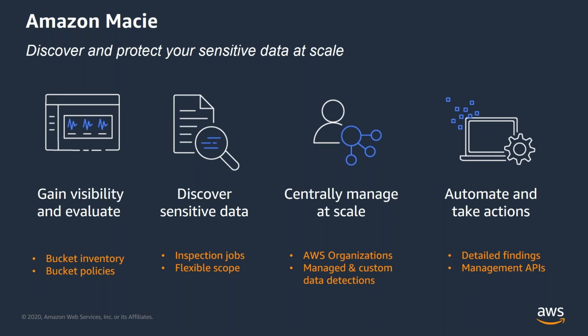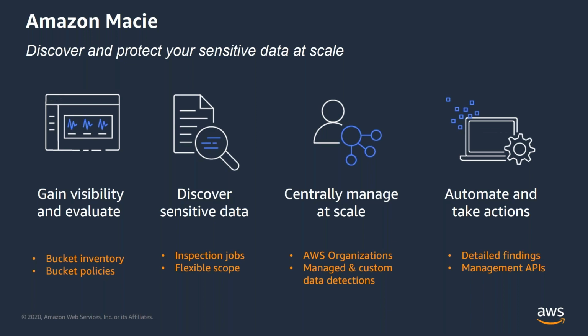So if you look at the key features of Macie, there are four main themes around that. The first and the primary function that Macie enables customers is to gain visibility and allow them to evaluate the security posture and the security policies around their bucket inventory or the data in AWS. This could be highlighting how many buckets they have, where all the data is, and what are some of the control security policies on that data.